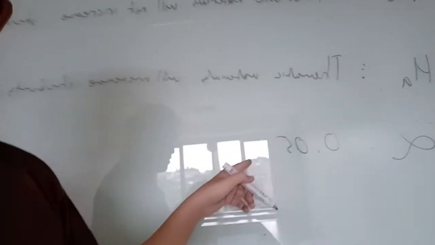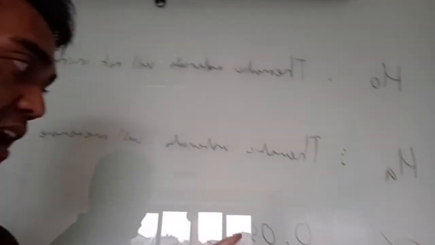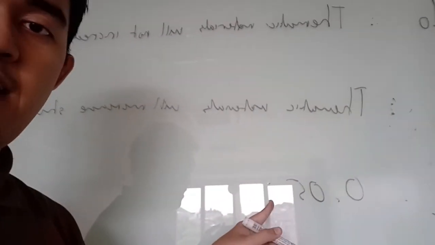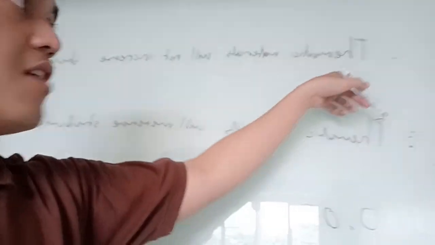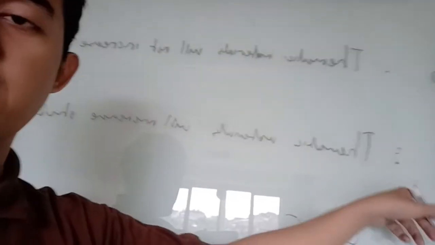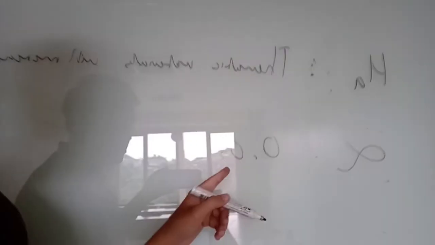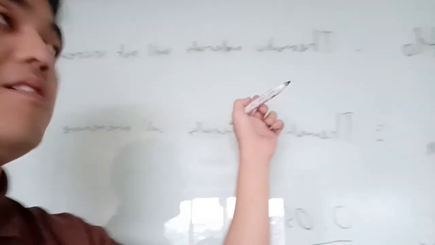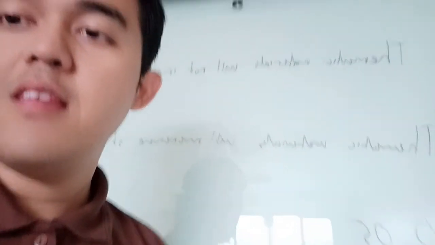If the result is higher than this one, it means that the null hypothesis is rejected, so we use the alternative hypothesis. If the result is below this number, it means that the null hypothesis is accepted. So this is the way to test the hypothesis.